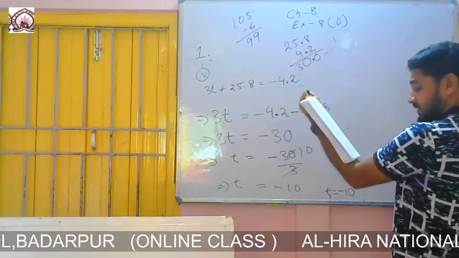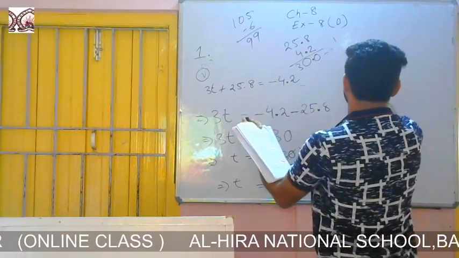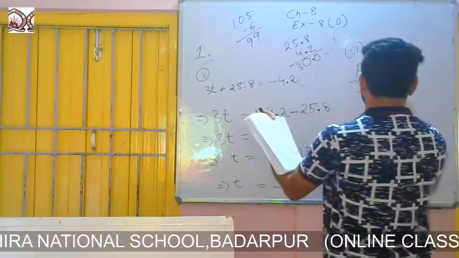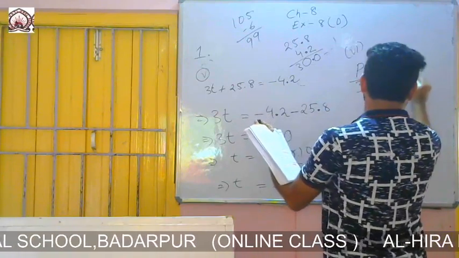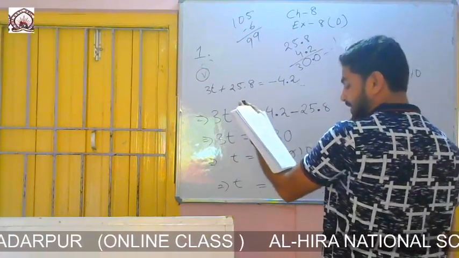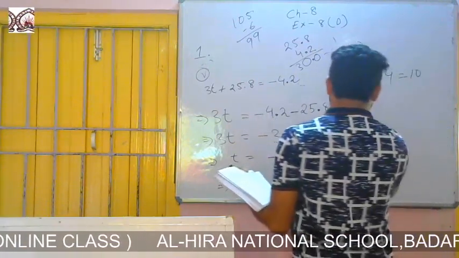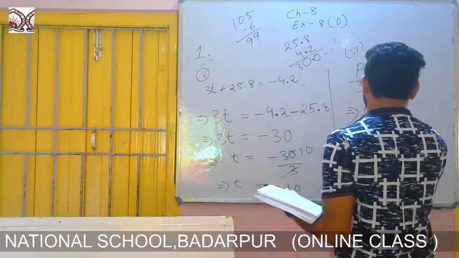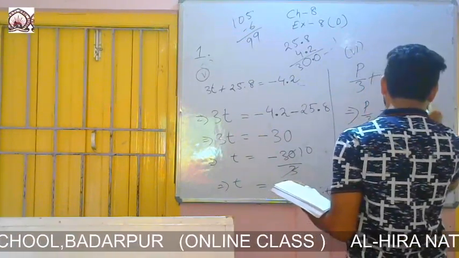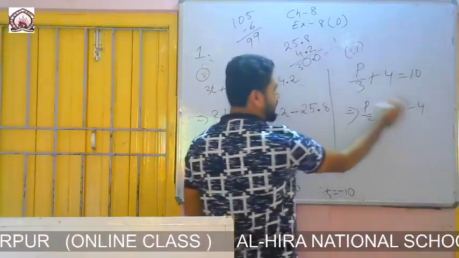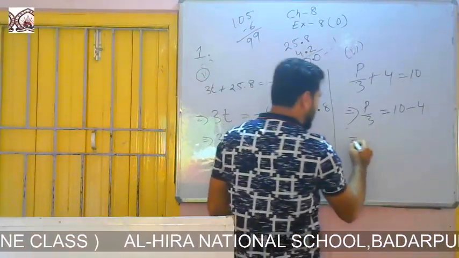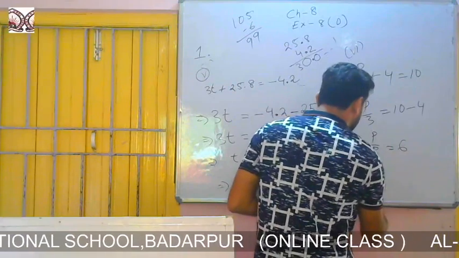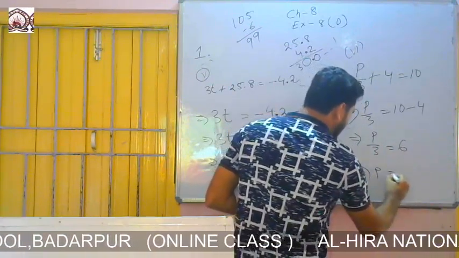Now come to question number 6. P by 3 plus 4 equals 10. Then you have to find P. Then I can write P by 3 equals 10 minus 4. Here it is plus, so if I take it across, it will become minus. Then P by 3 equals 10 minus 4, that means 6.